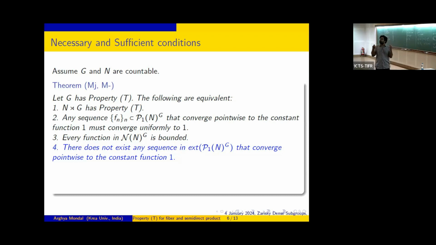So it's similar to the result that property T is characterized by the fact that the trivial representation is isolated in the unitary dual.